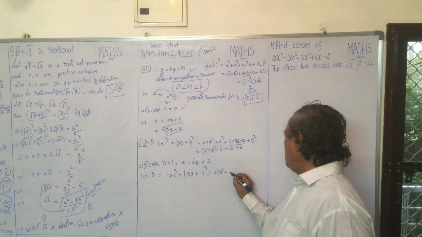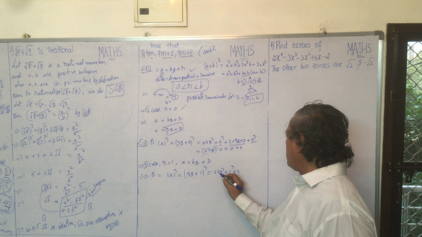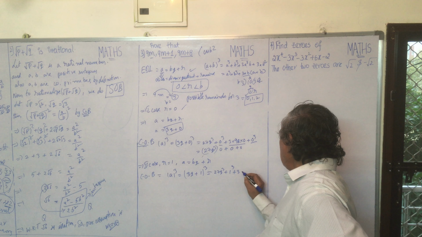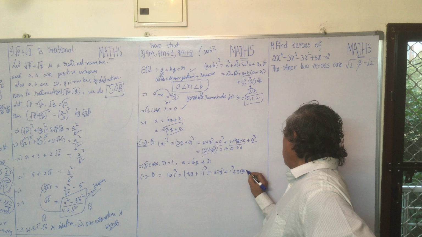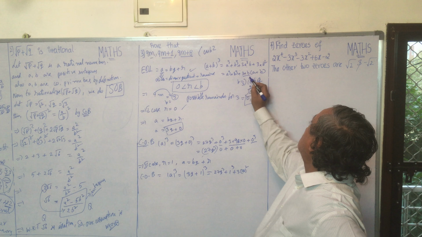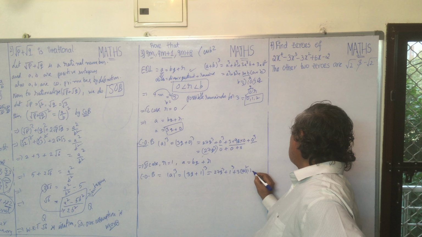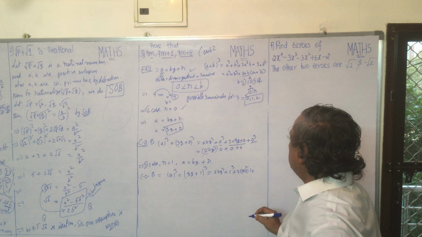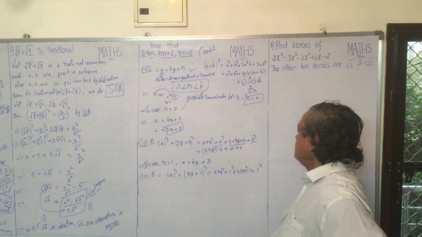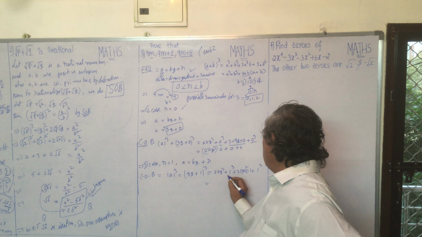27 cube plus 1 cube plus B cube is equal to 1 cube plus 3 into A square. A square how much? 3q square. 3q square. Next 3a square B. B how much? 1. Plus B cube, how much? 1 cube. Okay, next what is remained here? 27 cube.